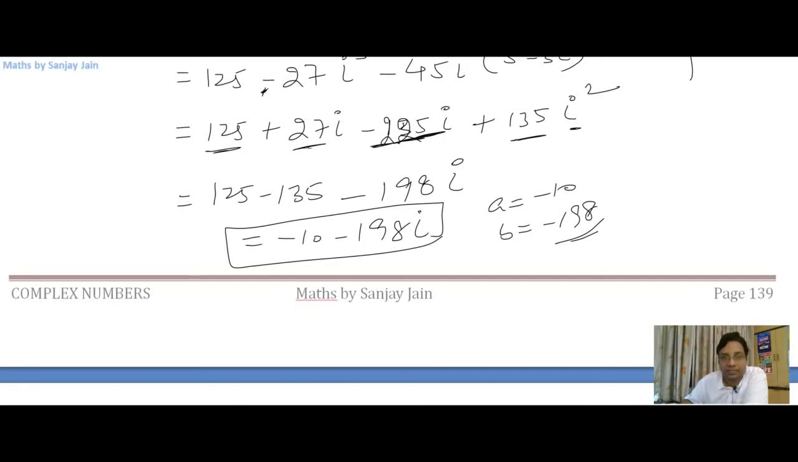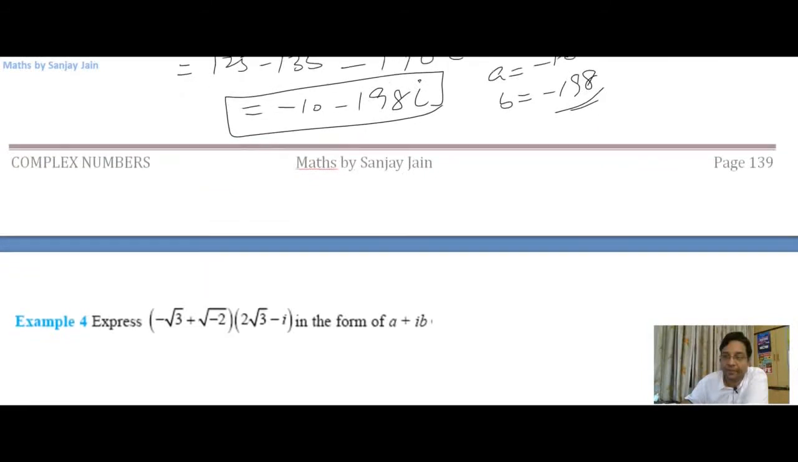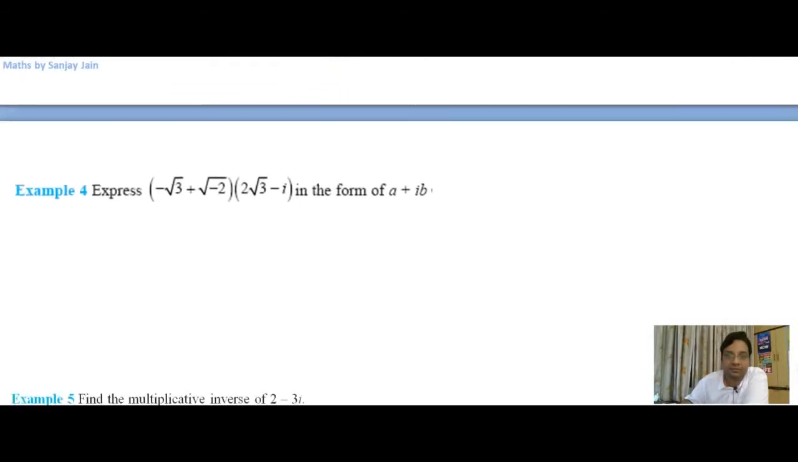I hope this is the correct calculation that I have done. Okay, it seems okay. So let us move to the next one.